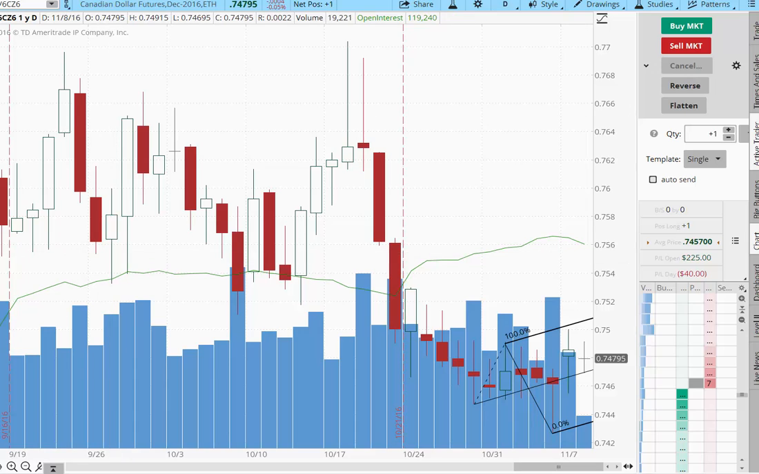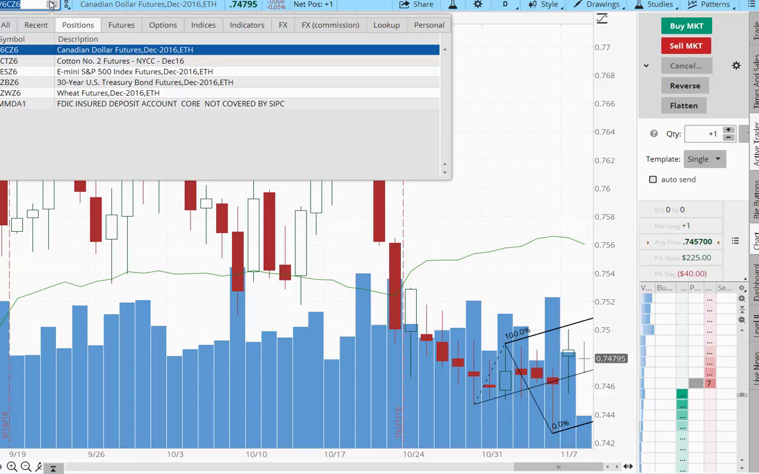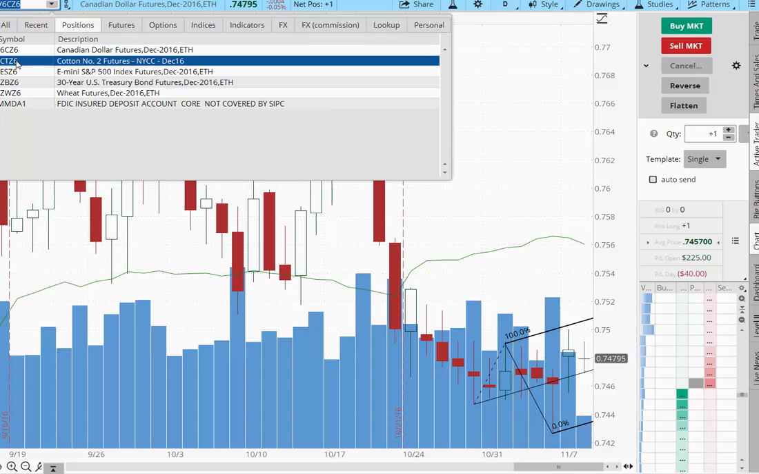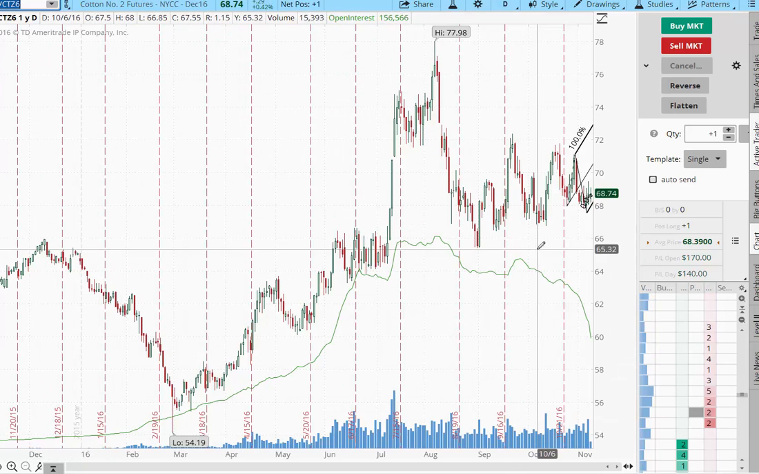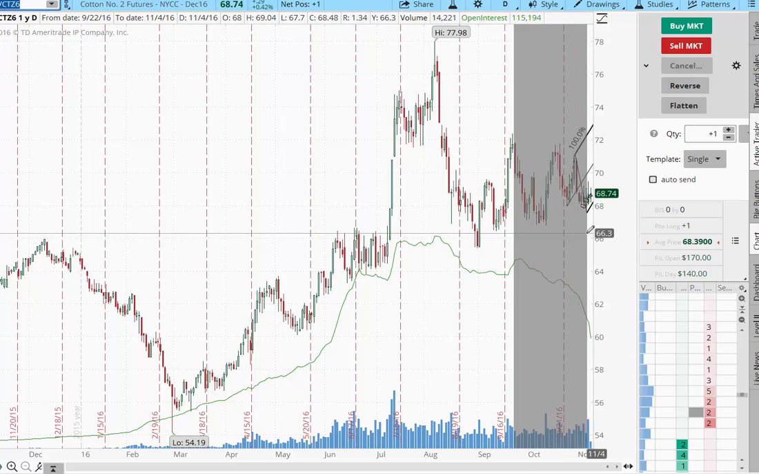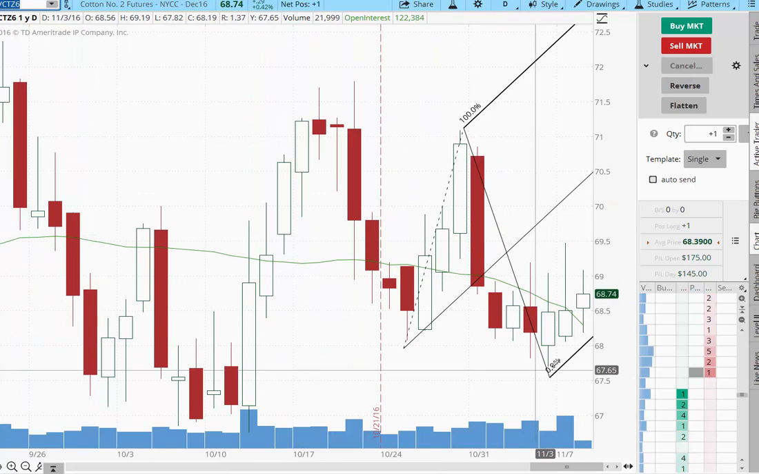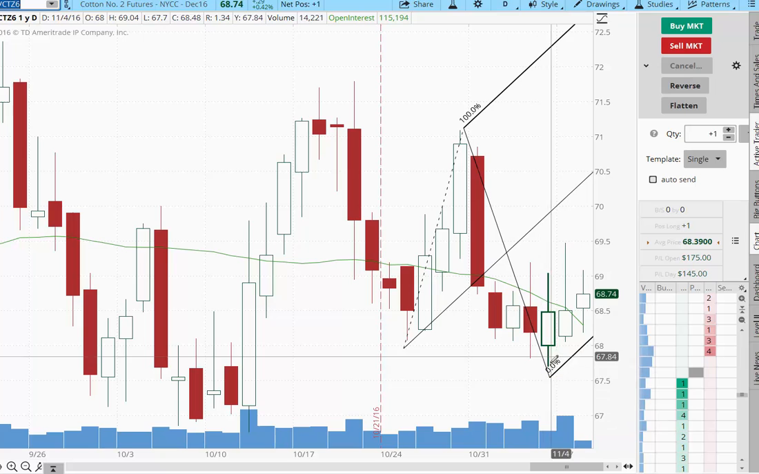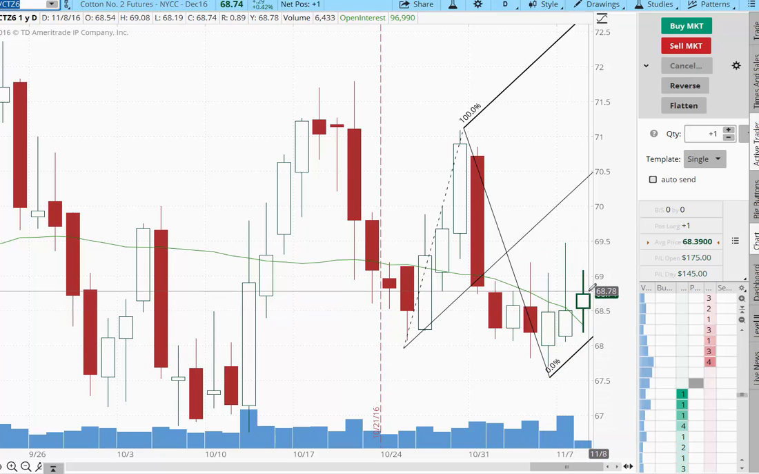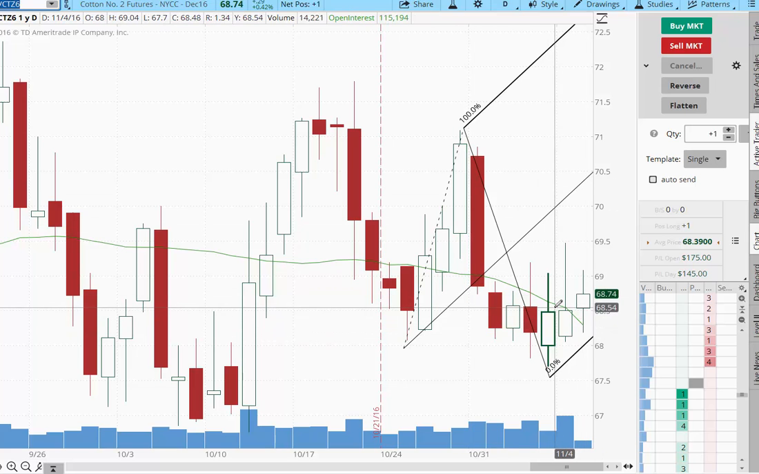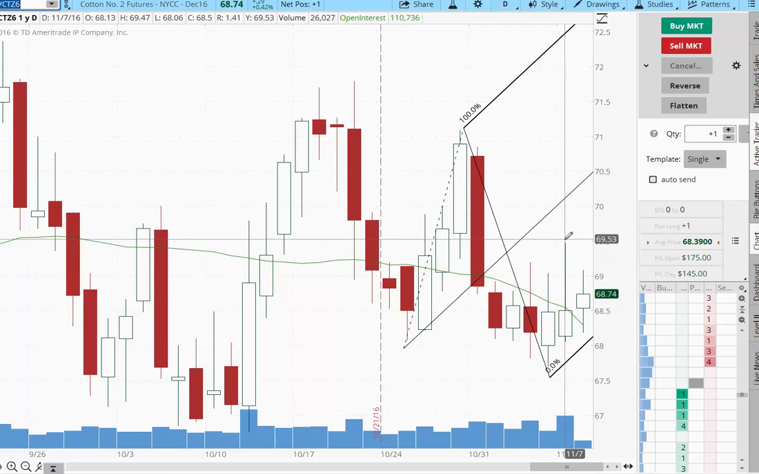Let's see, what else did I mention last week? I also mentioned cotton. Yeah, here I am, long cotton, and this is a daily chart. This is just what it's doing. Maybe this will work out, maybe not. Really don't know. This is all based on probability. So if we can get some good high probability moves, then that's to our benefit.